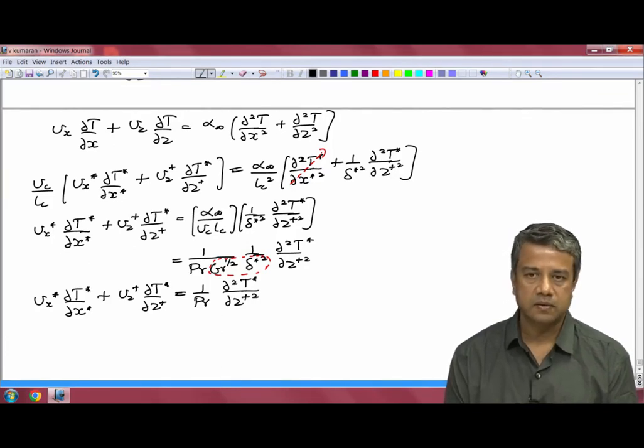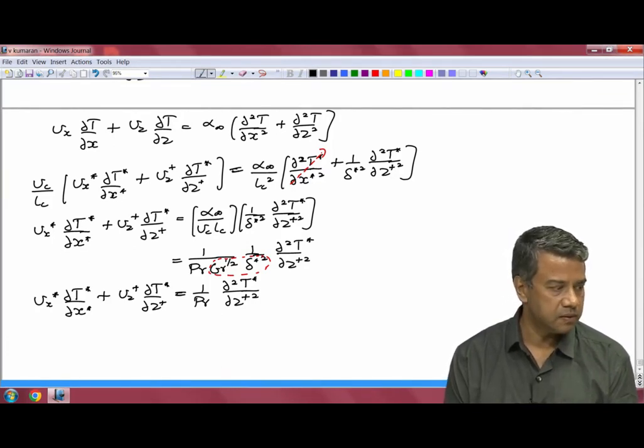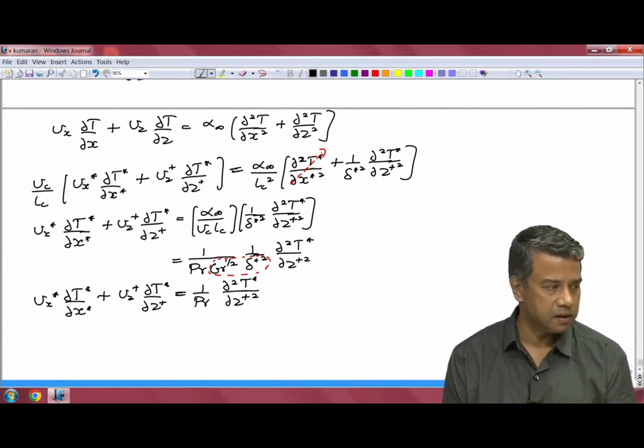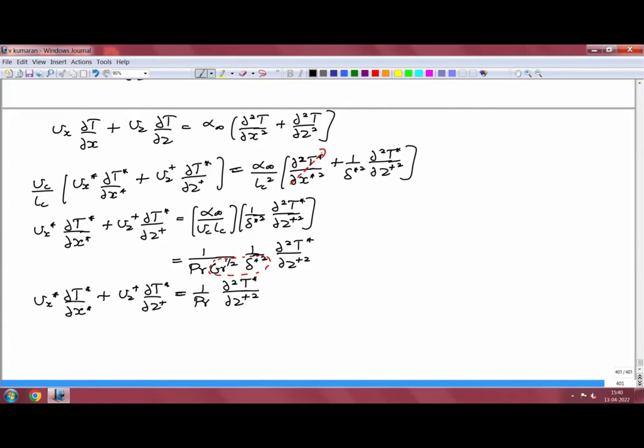So, based on these equations and the boundary layer thickness, we will discuss the form of the correlation for the Nusselt number. That I will continue in the next lecture. I will see you then.